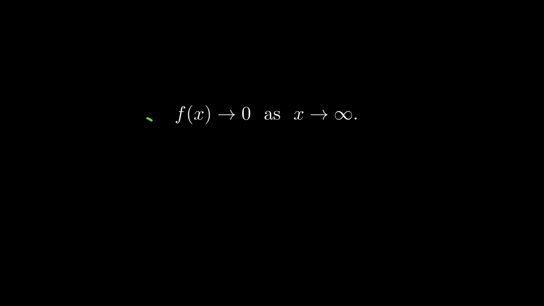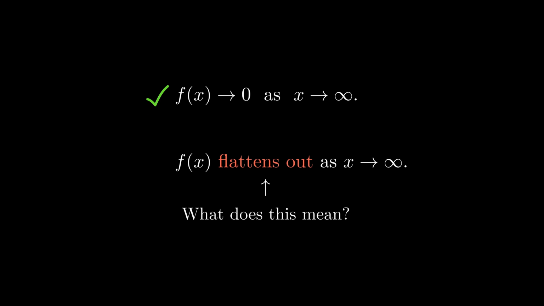So, we've solved the problem for functions that approach 0 as x approaches infinity. Following the progression from my other videos, up next will be functions that flatten out when x approaches infinity. But the phrase, "it flattens out," isn't exactly something we can put in an equation. So what does this really mean mathematically?